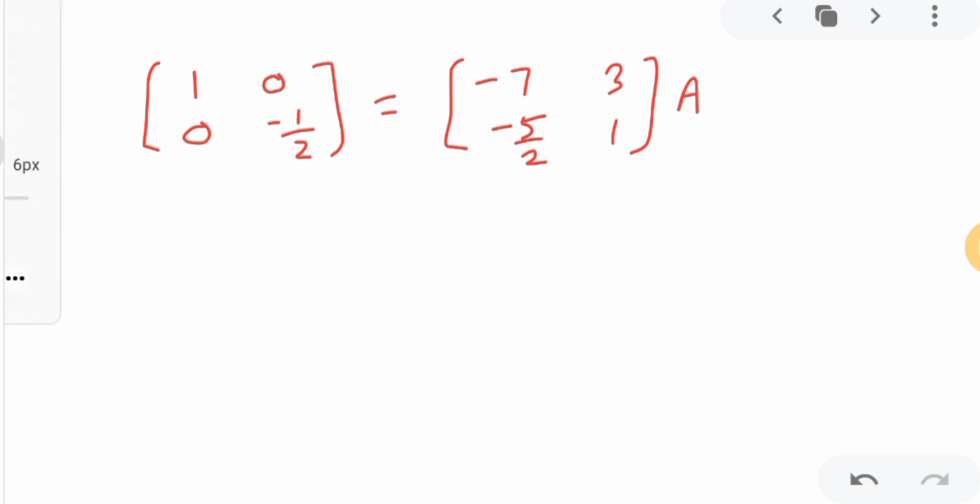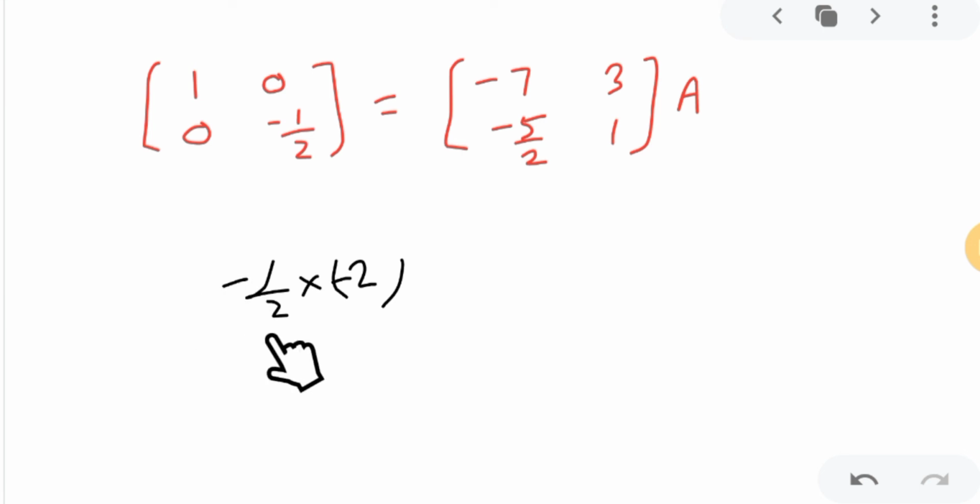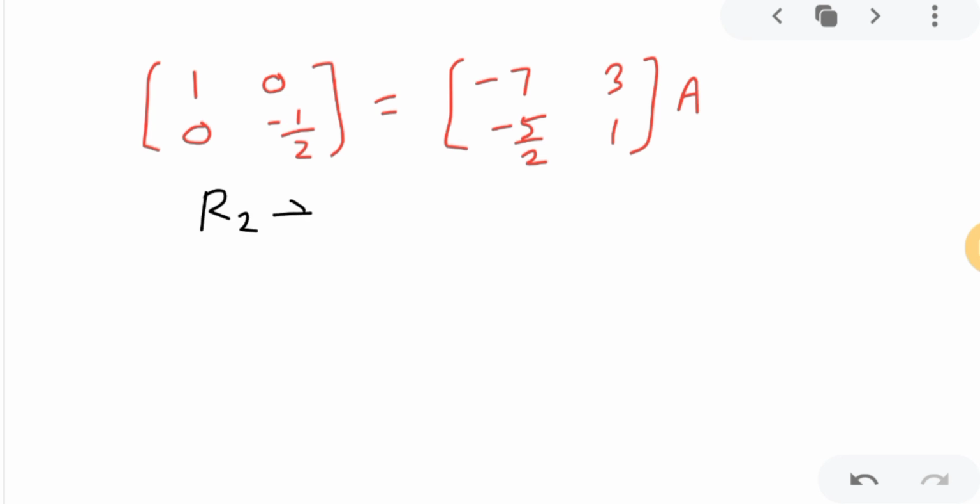Now the last thing, I need this as 1. So how will I get 1? So minus 1 upon 2 into 2, then I will get minus 1. So it means I should multiply with minus 2, so that this minus will become minus plus. So it means this is R2 into minus 2. So what I will do? I will perform the operation on R2 as R2 into minus 2.